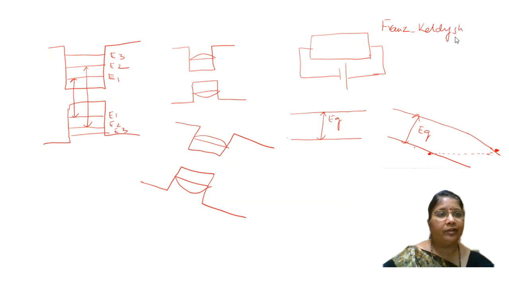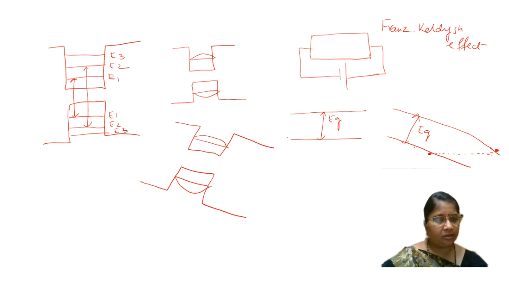This is known as the Franz-Keldysh effect. The bending of bands due to the application of a potential and the existence of electrons in the conduction band is known as the Franz-Keldysh effect. Now you have this potential quantum well which is being bent like this because of the Franz-Keldysh effect.